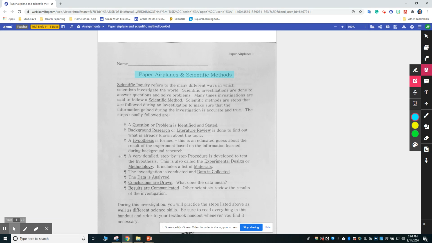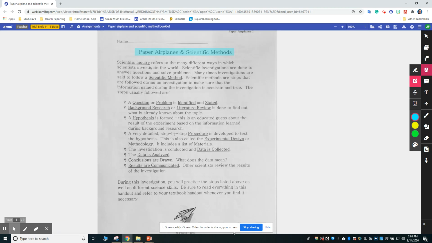A very detailed step-by-step procedure is developed to test the hypothesis. This is also called the experimental design or methodology. It includes a list of materials. The investigation is conducted and data is collected. The data is analyzed. Conclusions are drawn. This is what does the data mean? And then results are communicated, okay, to other scientists to review the results of the investigation. In our case, our class members.